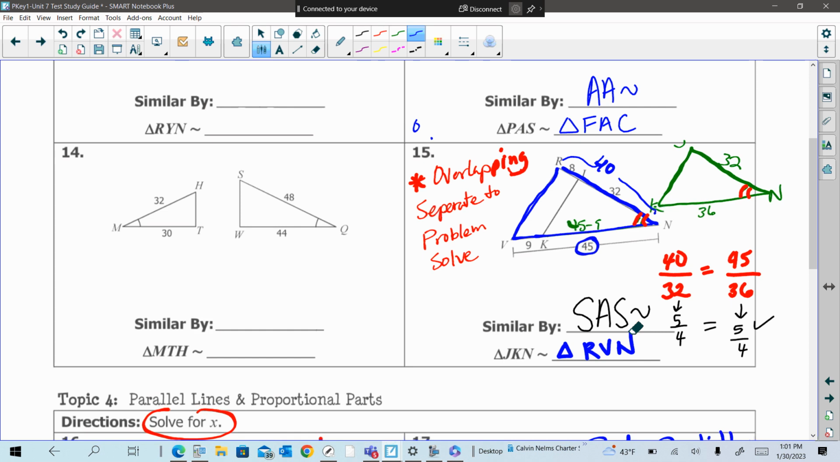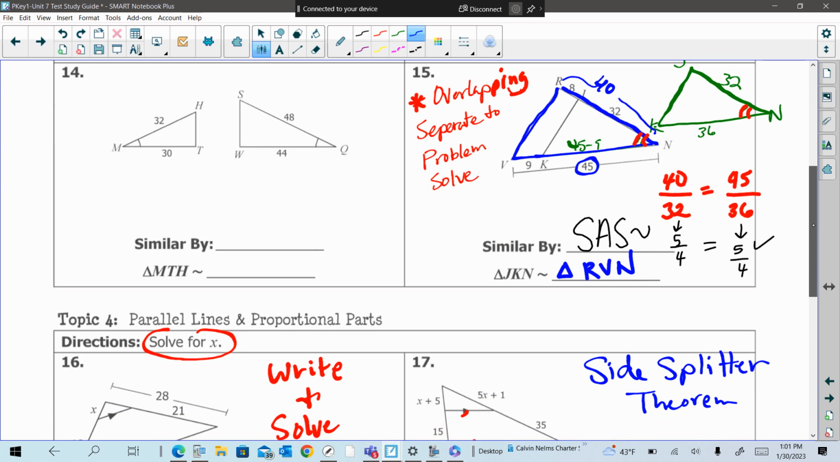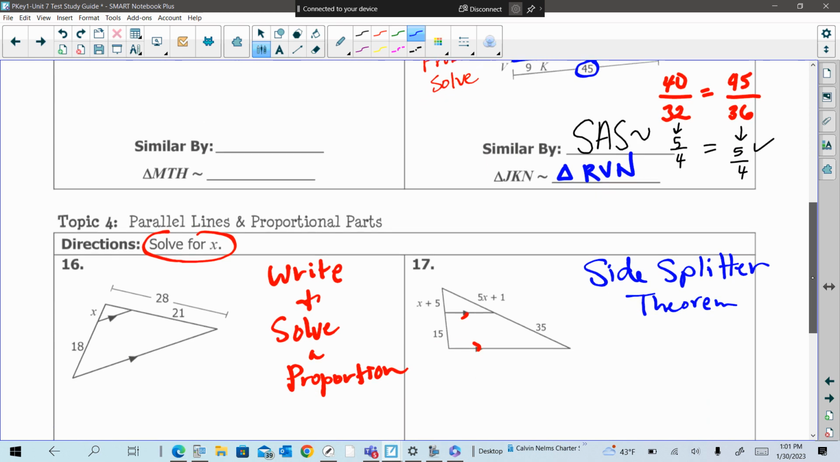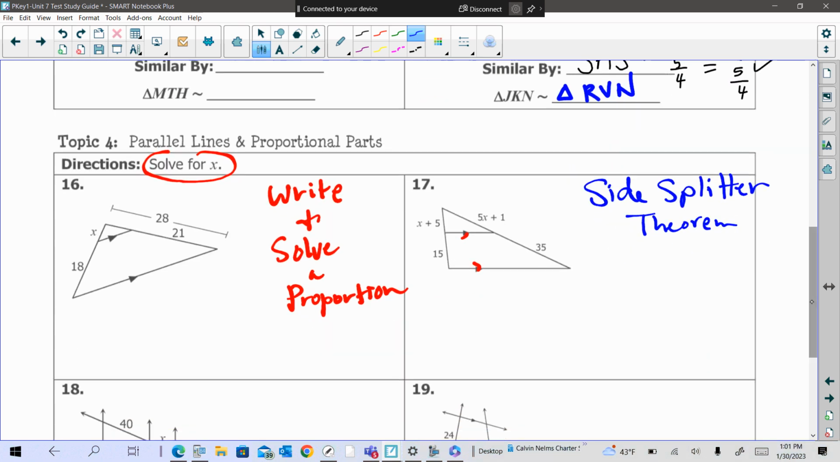And then our last section is parallel lines and proportional parts. This goes with the flip book that we finished. Okay. All right, so the key to this, and to most of this, is write and solve a proportion. So most of these are going to be side splitter, but if you're going to use side splitter, you have to have part to part. You got to have each part.